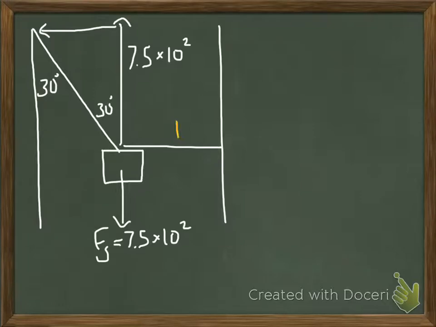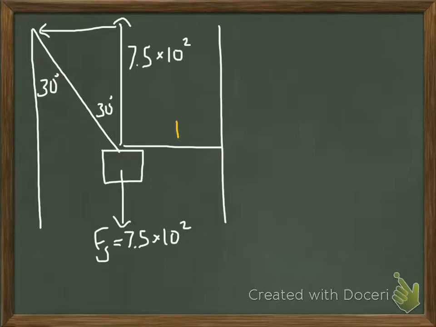Now, how do I know that? Let's stop there for a minute. If the force of gravity is pulling the sign directly down at 7.5 times 10 squared newtons, that means that in order for the sign to stay still, there must be a force pulling it directly up at 7.5 times 10 squared newtons. That force pulling it directly up is the y component of the tension in the rope.